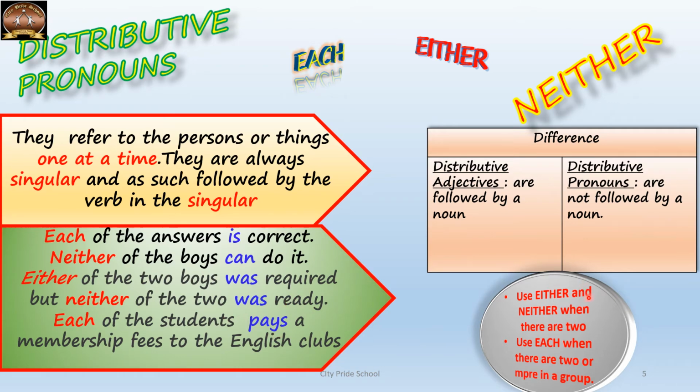Now, how do we decide whether to use either, neither, or each? Either and neither we use whenever we are talking about two. And whenever we are talking about more than two, then each will be used.